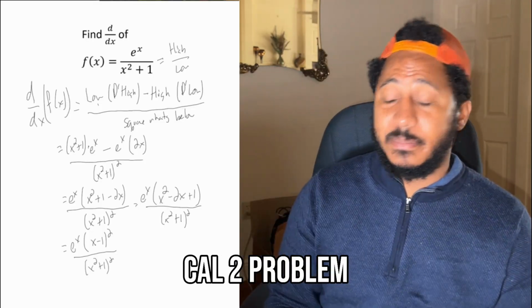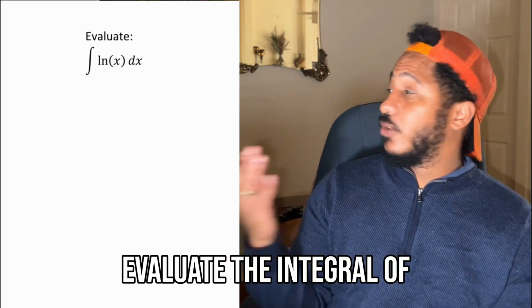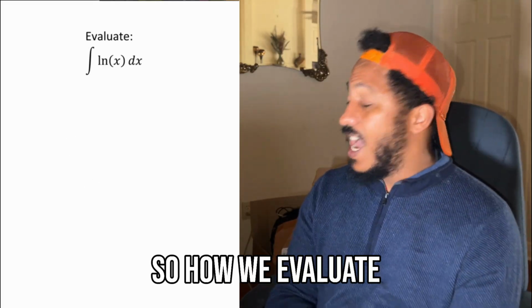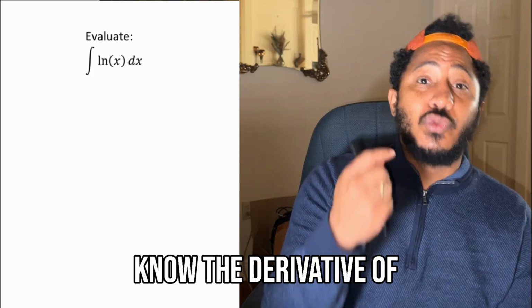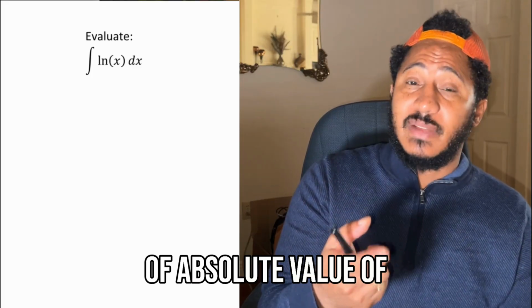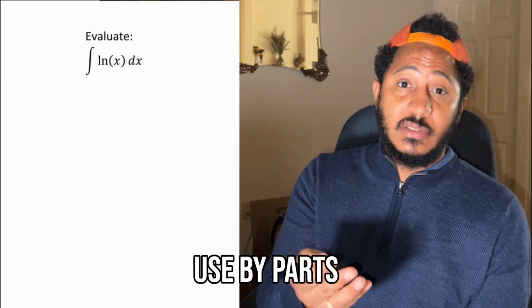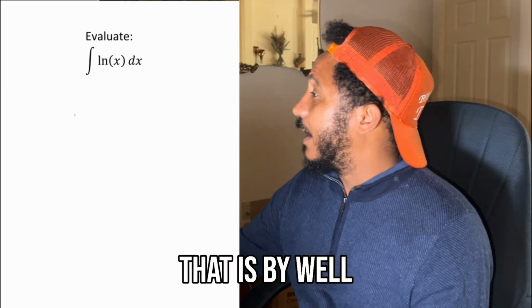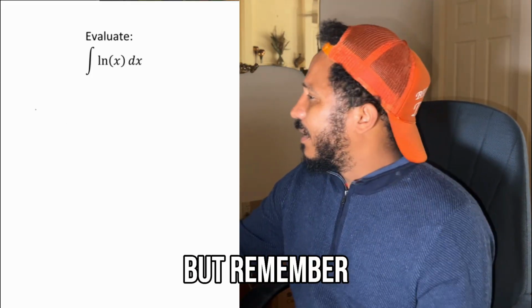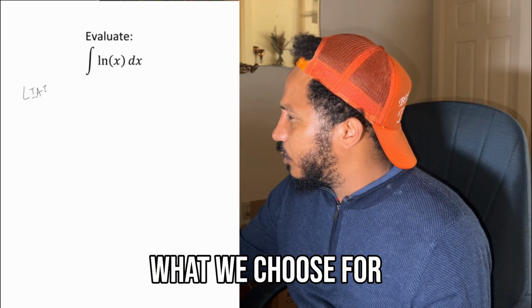Let's get to our Cal 2 problem. This time it is: evaluate the integral of ln of x dx. Remember, we know the derivative of ln of x, or ln of the absolute value of x, is 1 over x. But for the integral of ln of x, we actually have to use integration by parts. There's only one part, it seems like, but remember, we still have LIATE. LIATE just tells us what we choose for the parts.